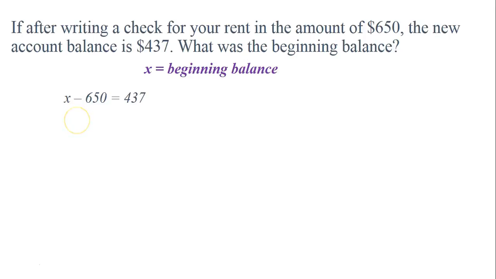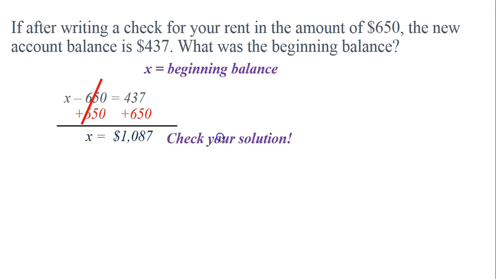I'm going to solve this for x. I'm going to isolate my variable. I'm going to do the inverse of minus 650, so I'm going to add 650 to both sides. These ones are going to cancel out, and I am going to be left with x is equal to $1,087. So now when you're done here, make sure that you are labeling this, because we are talking about the balance of a checking account.